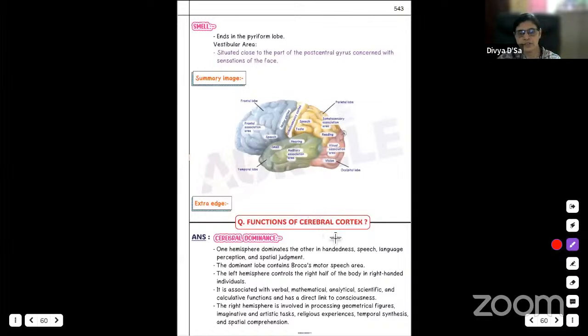Okay, functions of the cerebral cortex now, the cerebral dominance. So what is cerebral dominance? One hemisphere dominates the other in handedness, speech, language perception, and spatial judgment. The dominant lobe always contains Broca's motor speech area. The left hemisphere controls the right half of the body in right-handed individuals. So the left hemisphere is associated with right-handed people.